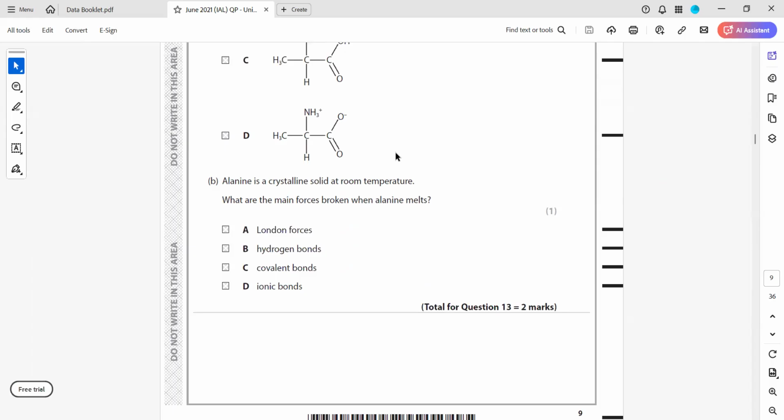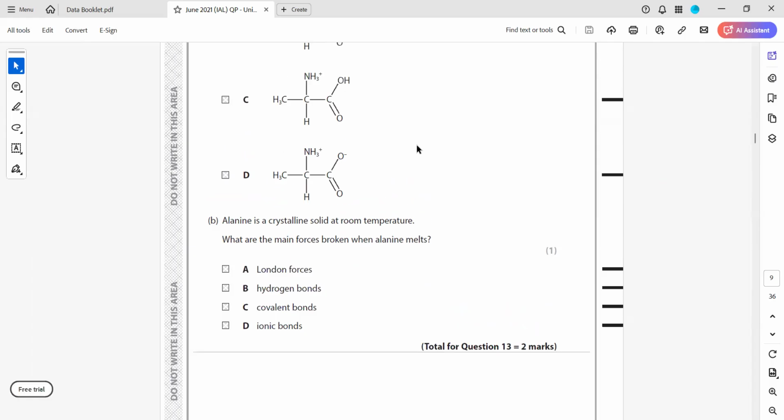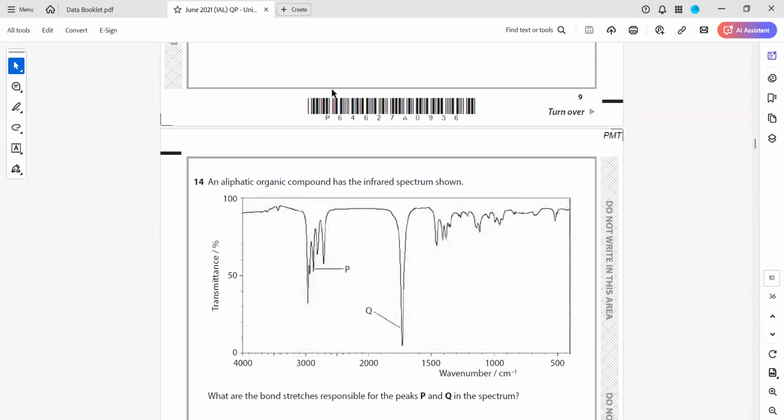Alanine is a crystalline solid at room temperature. What are the main forces? Because these amino acids exist as ions, they will have ionic bonds and strong attraction between the oppositely charged ions. Between the molecules, they will have strong ionic bonding.